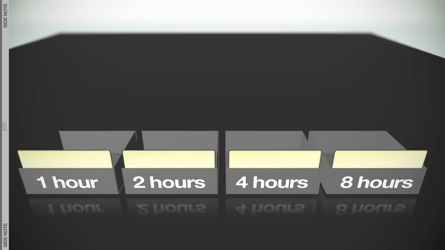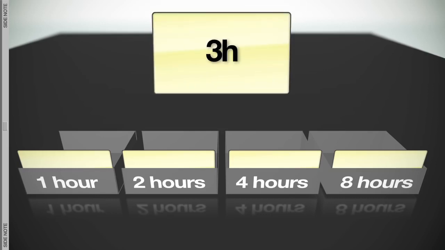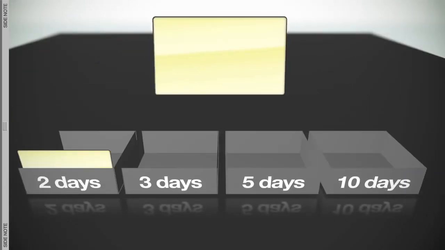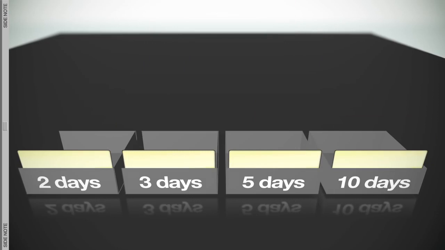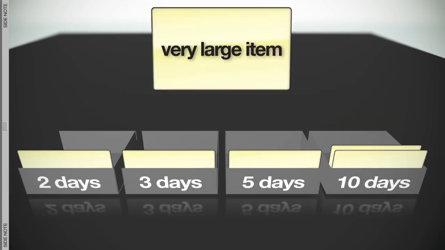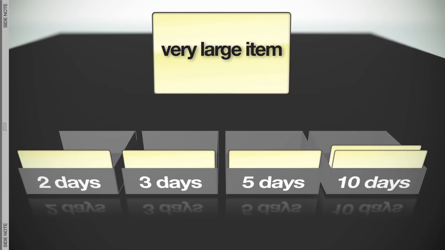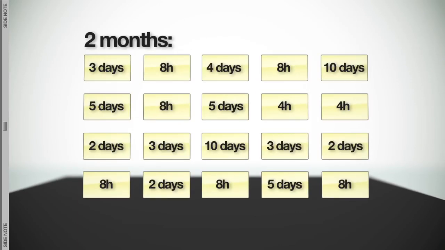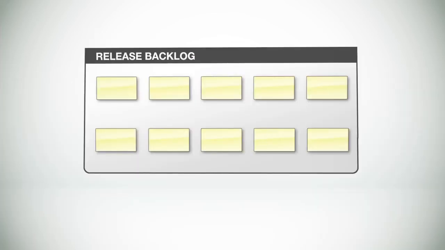Every item will fall into one of those buckets. There will be no 3-hour estimates, for example. A 3-hour item would fall into the 4-hour bucket. Larger items will be estimated as 2 days, 3 days, 5 days, or 10 days. Again, all estimates in between will fall into the next larger bucket. Extremely large items are similarly estimated in months, 1, 2, 3, or 6 months. But the reality is that such items will need to be broken down substantially before work actually begins. We'll come back to these estimates in just a minute. But for now, let's get back to this, the release backlog.